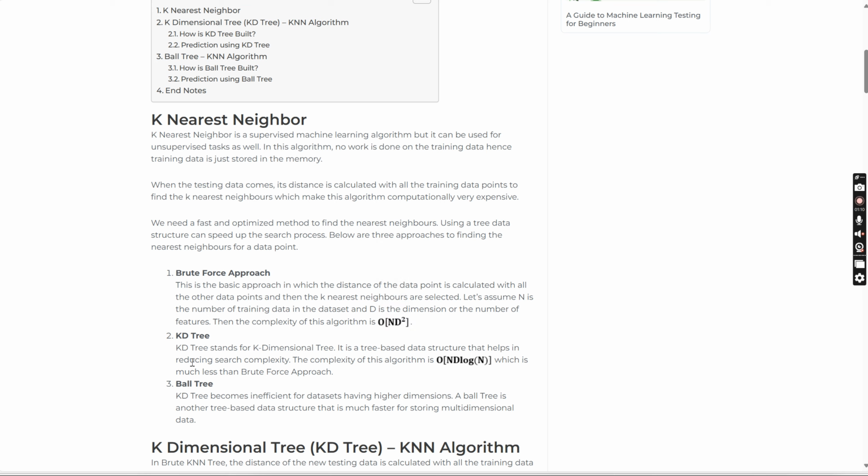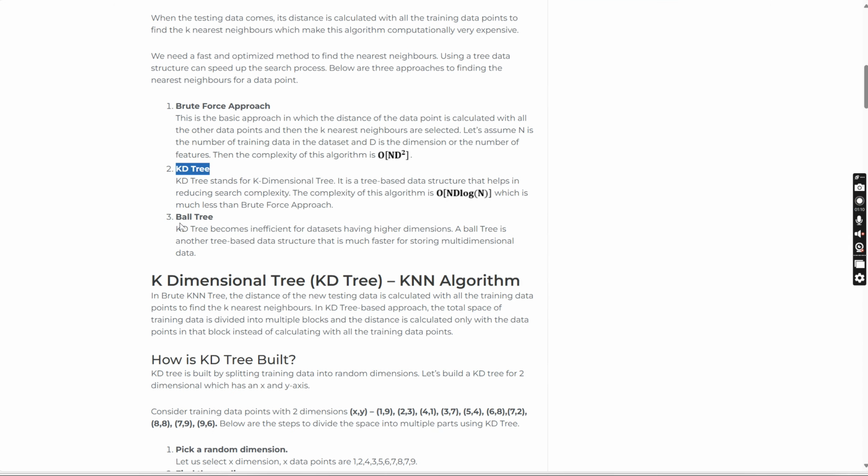Okay, so what you can do is, you can either choose KD tree or ball tree. Ball tree has much simpler complexity. So basically KD tree also becomes inefficient if you have too many columns in the data set. In that case you can use ball tree, or by default you can go for ball tree.